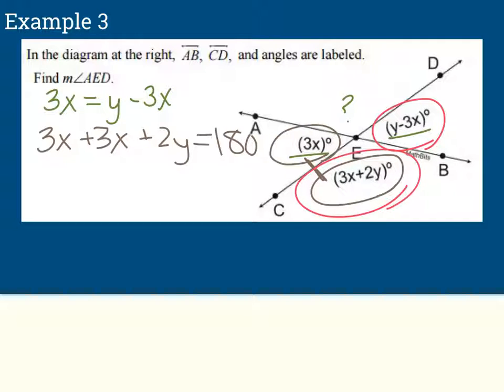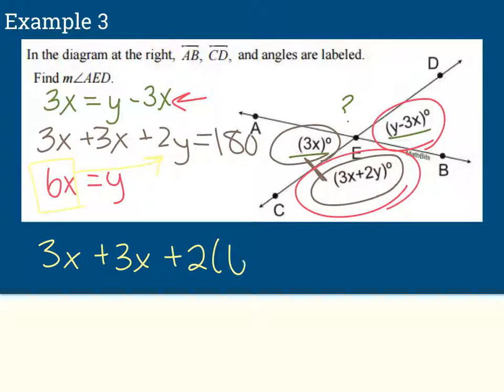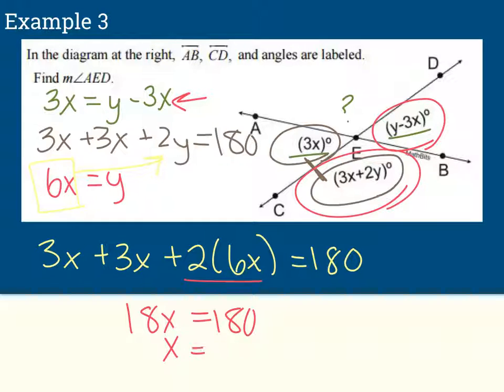The way I see it, I'm going to use substitution by first solving that one for y. So I'm going to go ahead and add 3x to both sides. We get 6x equals y. Now I'm going to use substitution and simply substitute this in for y into my second equation. So we have 3x plus 3x plus 2 times 6x equals 180. So I combine, this is really 12x, so 3x plus 3x plus 12x is going to be 18x, which equals 180. Divide by 18, so I know that x is 10.